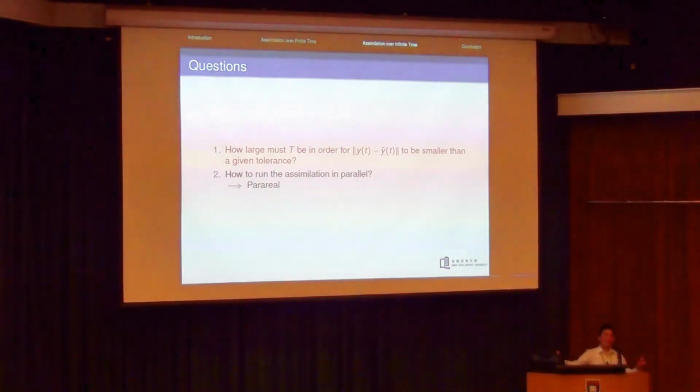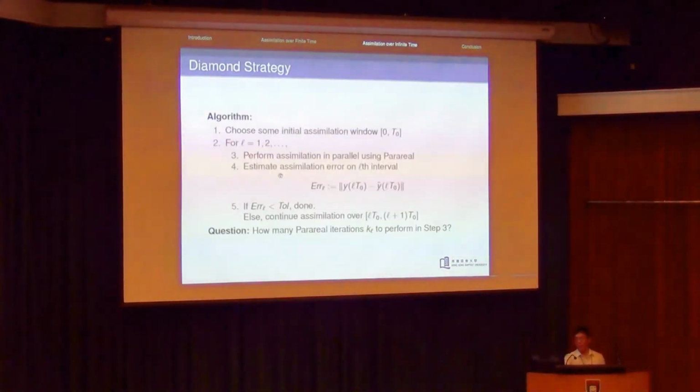But now the time window is not fixed. So what do we do? So here is an algorithm, okay, that is new, that we propose. So you assume some initial assimilation length. You don't know whether that's long enough. Okay? So you just do it, and then at the end of that interval, you try to estimate the assimilation error, okay? And if the error is small enough, then you say, okay, that time interval is good enough. If it's not good enough, if the error is still too large, then you assimilate on the next piece of the time interval and so on and so forth.